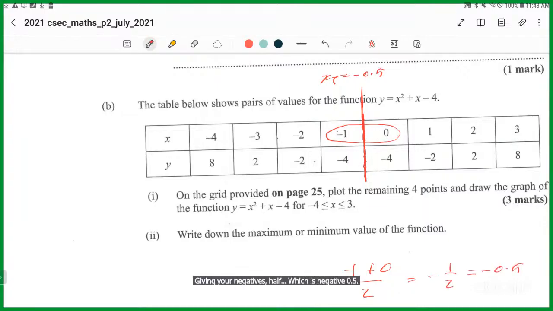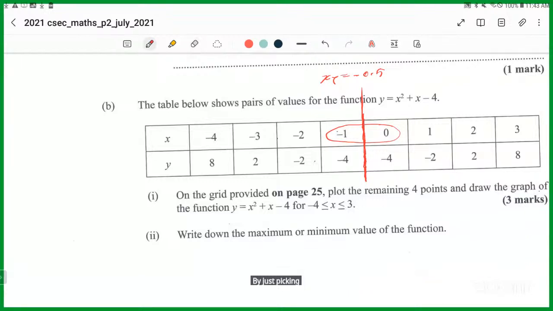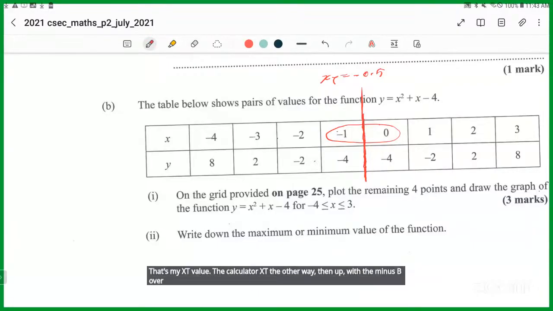So I know my axis of symmetry. I told you I would show you other ways to calculate xt, and this is one other way you could do it, by just picking up where the symmetry of the values are. That's my xt value. If you calculate xt the other way, with minus b over 2a on this function, you're going to get the same thing, which we will do.